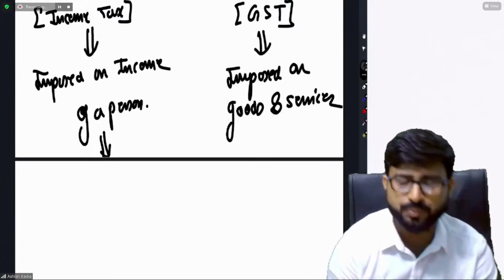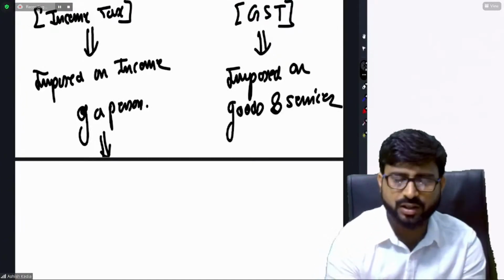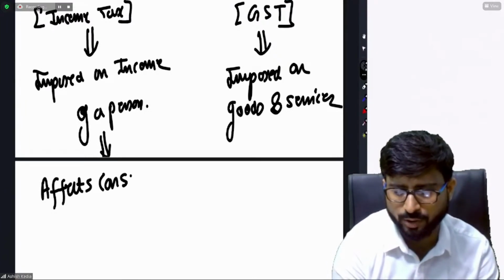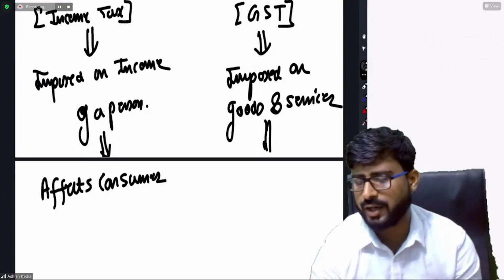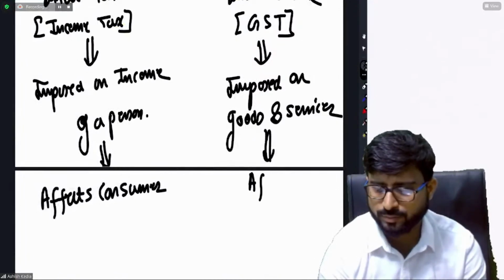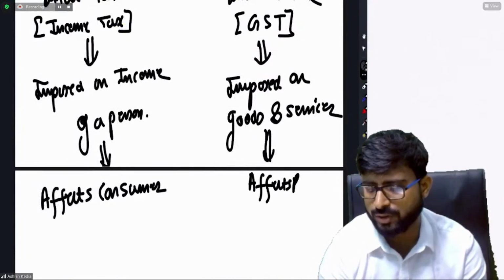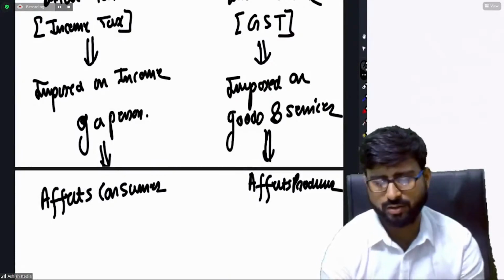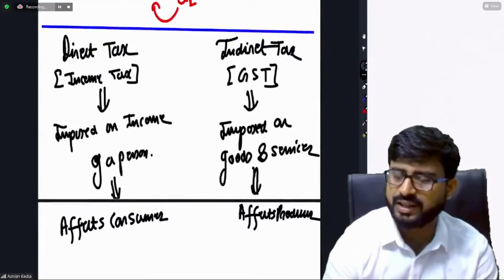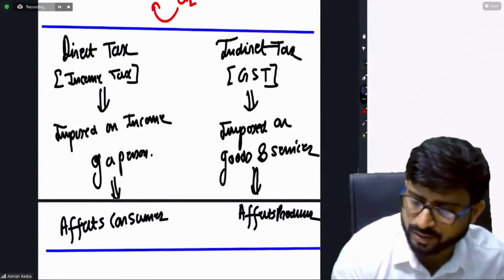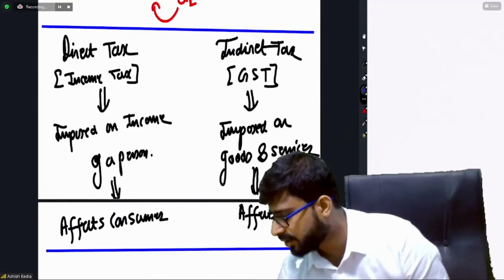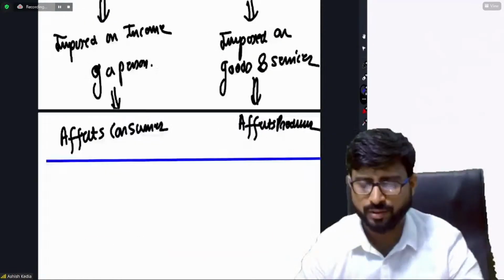So since it is imposed on the income of a person, it affects consumers from the economics point of view. And indirect tax is collected by the producer first of all, so it affects producers. So this is what I needed you to know. In reality, the burden of indirect tax is also passed on to the consumers. But only for our understanding, we are taking this question. Okay.